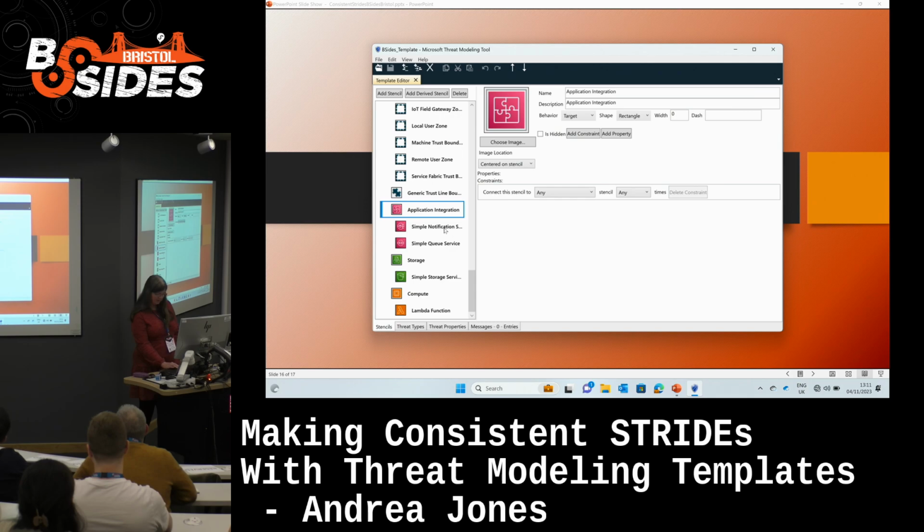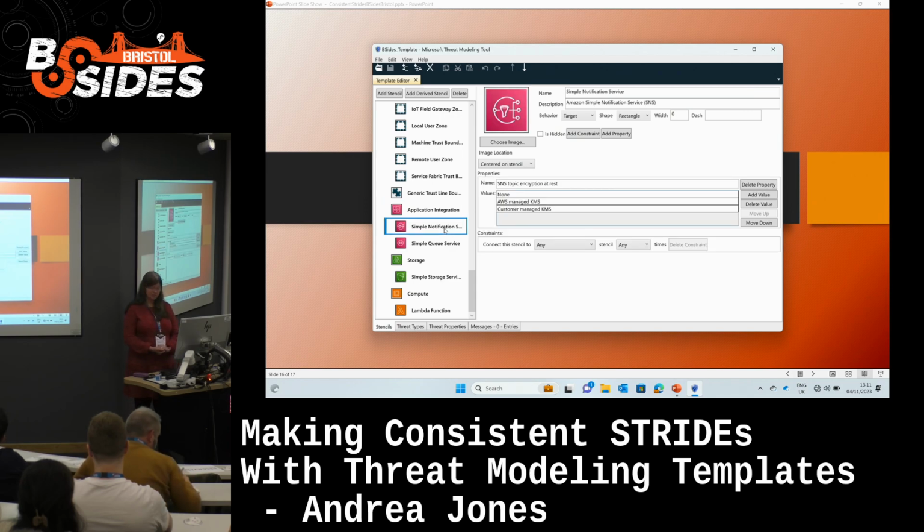And then under that, I've got the Simple Notification Service. And here's a property. When users use this, they will be able to choose how their SNS topic is encrypted at rest: not at all, I'm using AWS managed KMS, or I'm using customer managed KMS. And you then build that into your threats for how good that is. Because if they're not using customer managed KMS, there's still some risk that someone else could pretend to be someone who they're not.